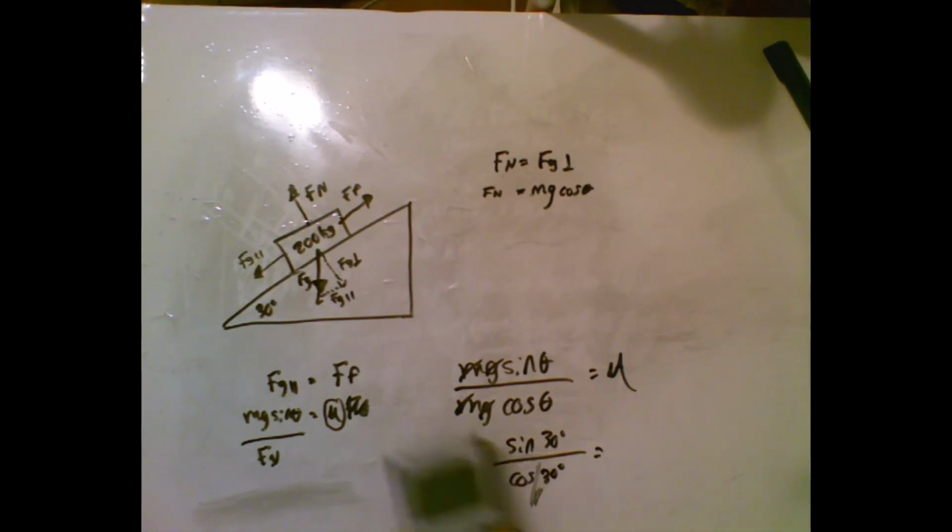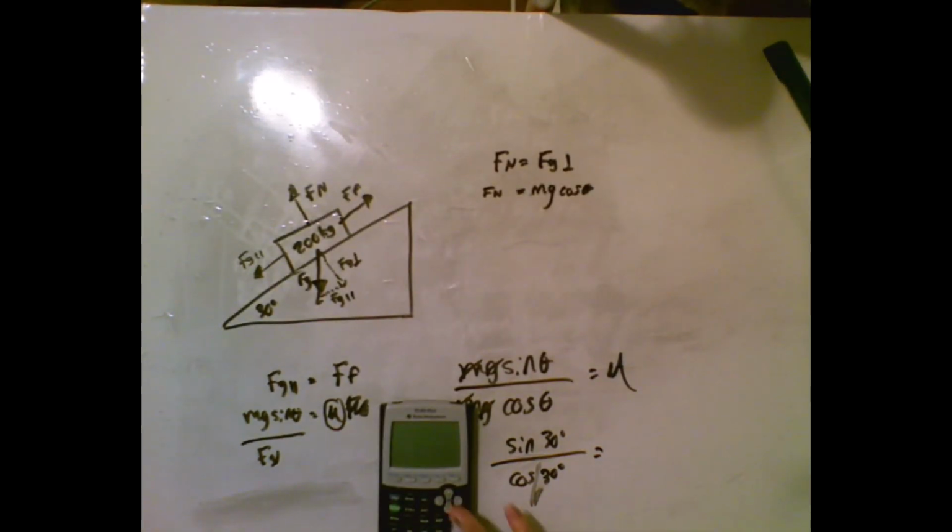So when I do that, sine 30 divided by cos of 30, I end up getting 0.5758 to 2 sig digs, and that's my final answer.